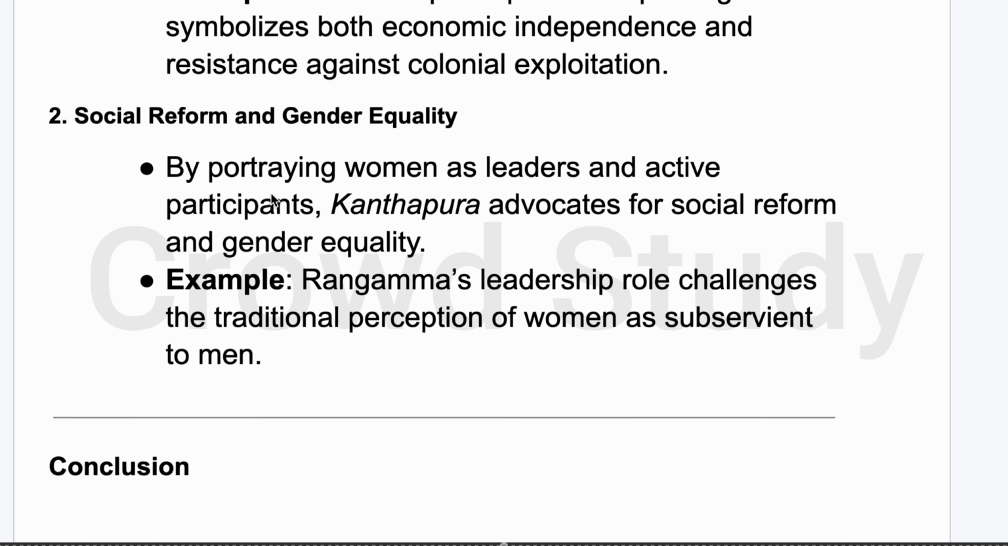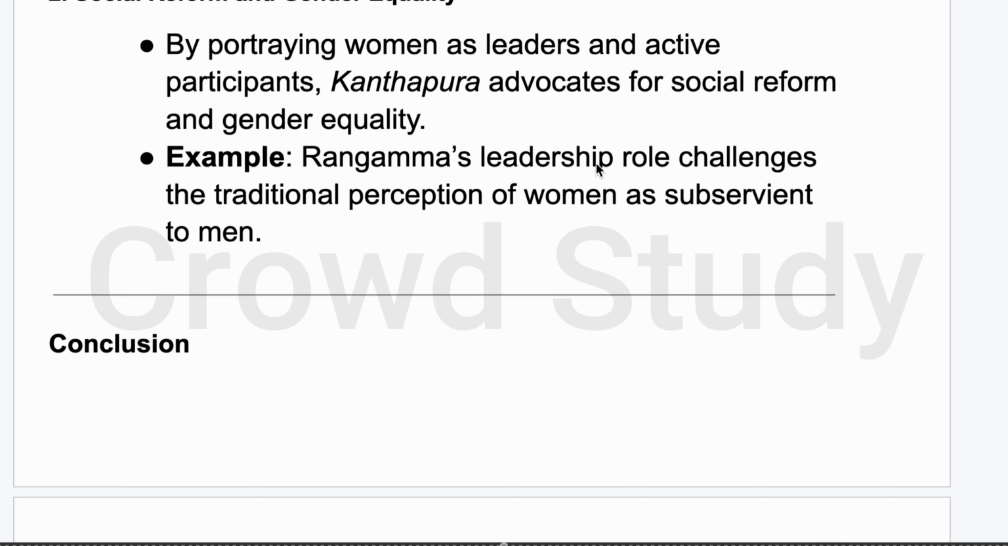Number 2. Social reforms and gender equality. By portraying women as leaders and active participants, Kanthapura advocates for social reform and gender equality. For example, Rangamma's leadership role challenges the traditional perception of women as subservient to men.